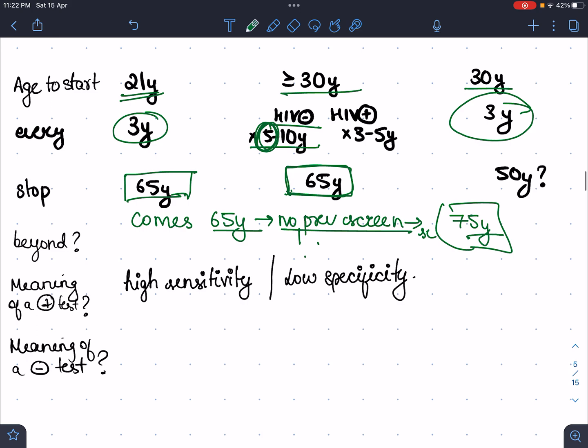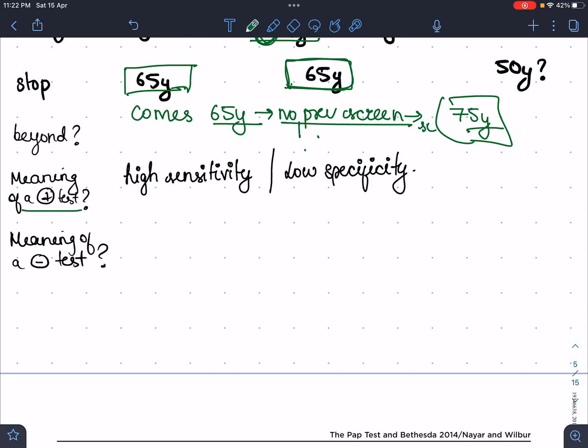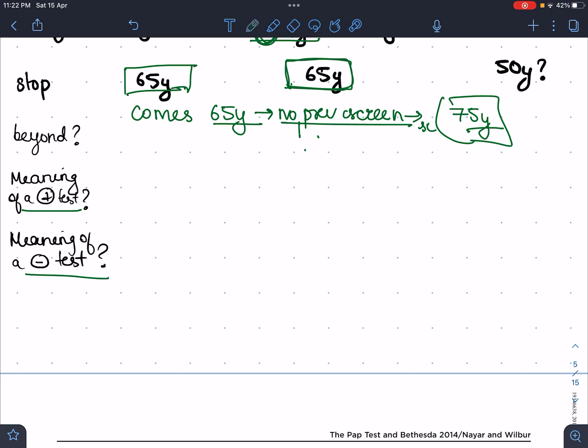Okay. Now you will say, okay, then what does a positive test mean and what does a negative test mean? If a woman has a positive smear, positive cytology, or positive HPV DNA, or any positive result on visual inspection, what does that mean?